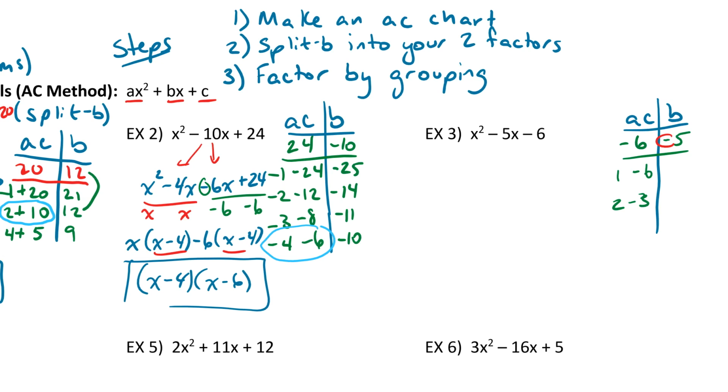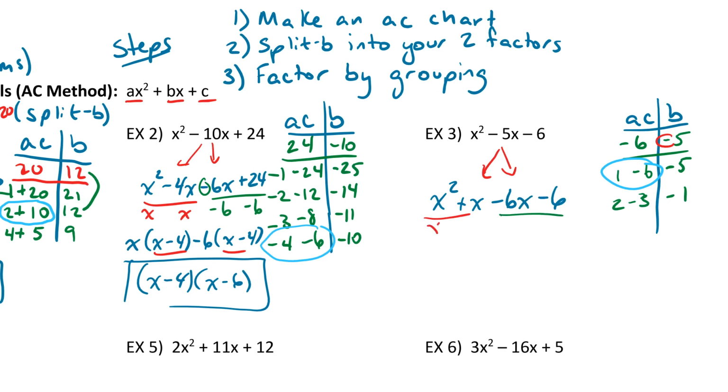1 minus 6 is going to get us negative 5. 2 minus 3 will get us negative 1. So the 1 minus 6 that got us negative 5, those are our two factors. And we can go ahead and split b. So we're going to get x squared plus x minus 6x minus 6. And we can go ahead and group now.